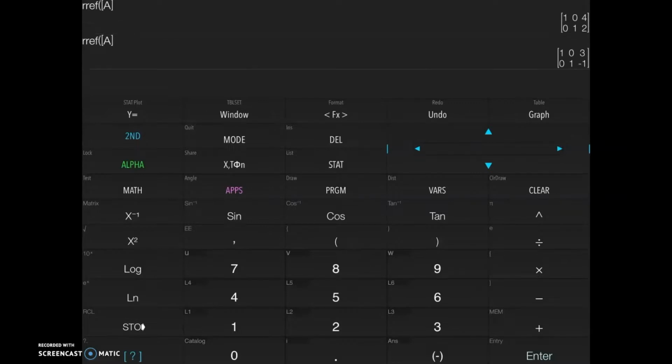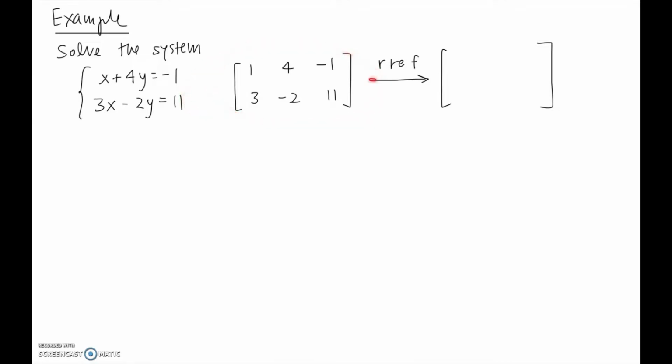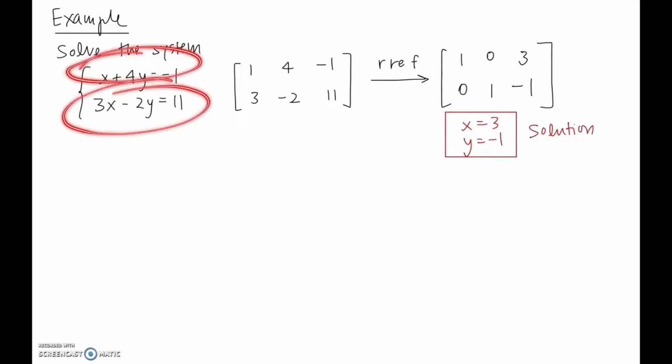Okay, and this is the matrix I get out, 1, 0, 3, 0, 1, -1. So I had my original matrix, I asked the calculator to put it in reduced row echelon form, and the calculator told me that that form is 1, 0, 3, 0, 1, -1. From this, I can read off that the solutions will be x equals 3, y equals -1. So this is the solution to that system. If I were going to graph these two lines, I would see that this is their point of intersection.